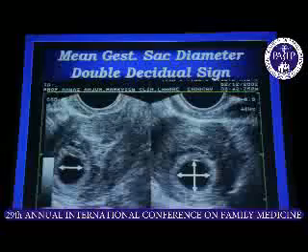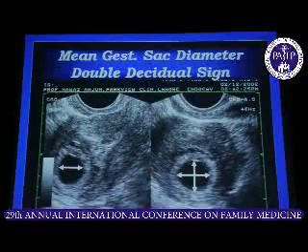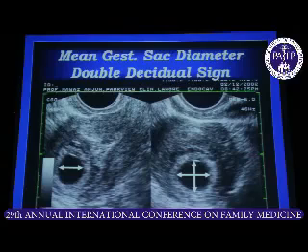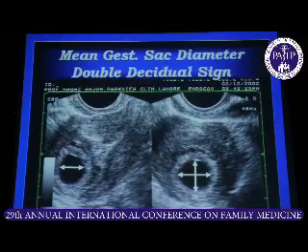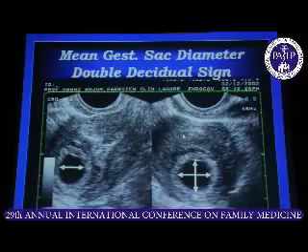In this case, you have to take 3 measurements: transverse, longitudinal, and AP diameter, and you add them up and divide by 3. This gives you the mean sac diameter, which is very important. And also you should see a double decidual sign. This is the implanted ovum, this is the endometrial cavity, and this is the other wall of the endometrium.